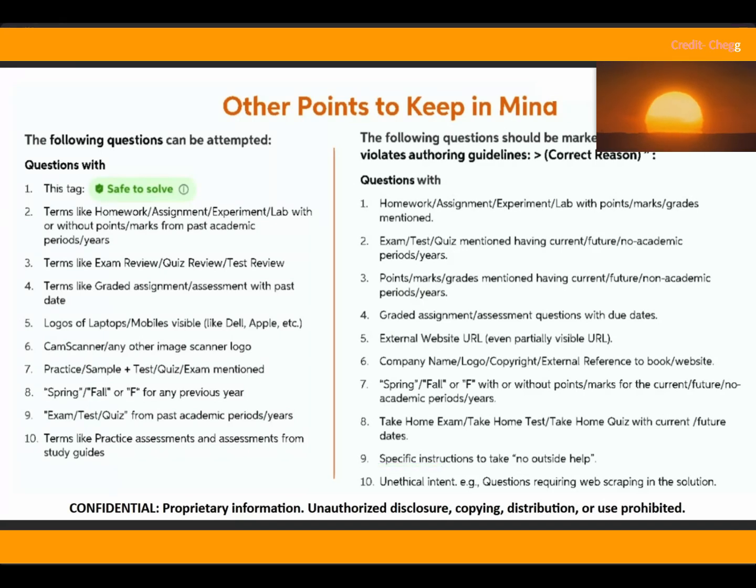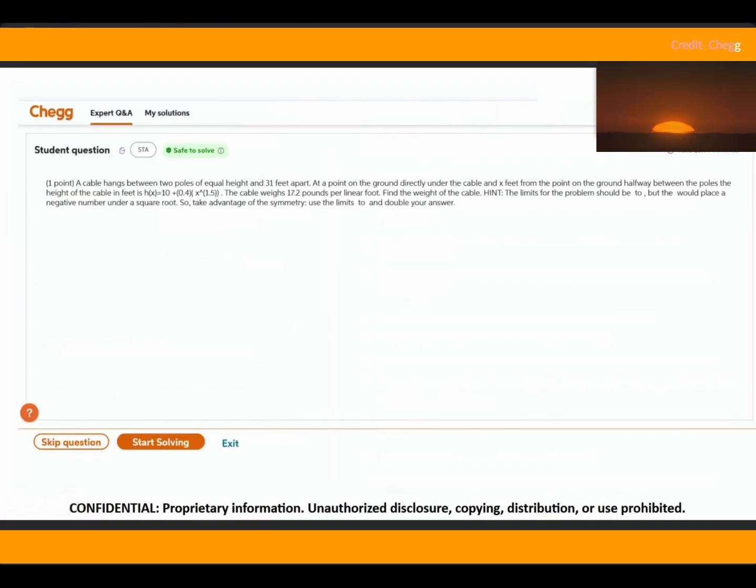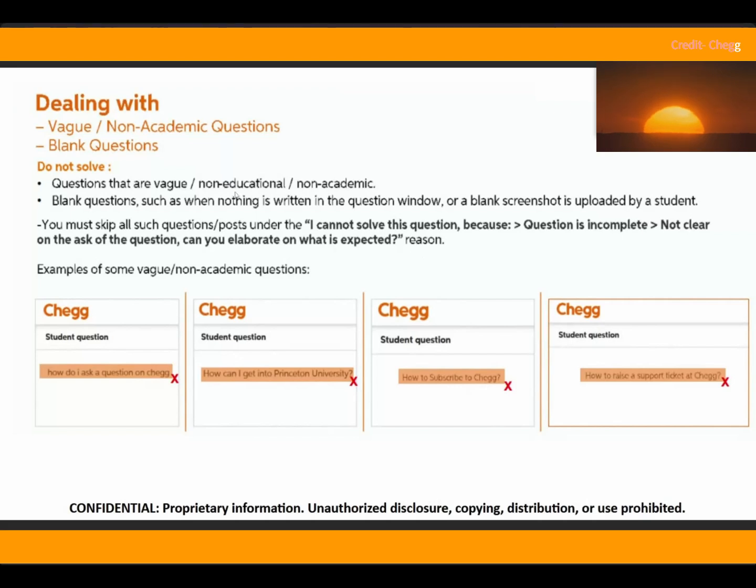I want to mention this. If non-educational and non-academic questions are given, or if blank questions are given or a blank screen is given, then we are marking the question as incomplete, because the ask of the question is not clear. For example, how can I get into Princeton University? This is not an educational question, so this is a non-educational question. We are skipping the question and marking it as incomplete. Same goes with blank questions.